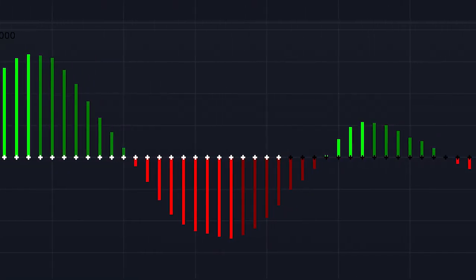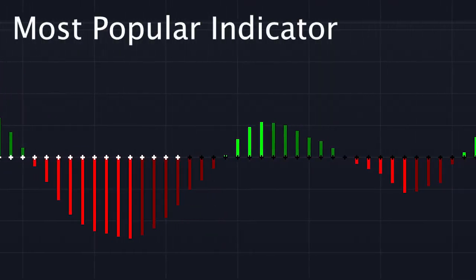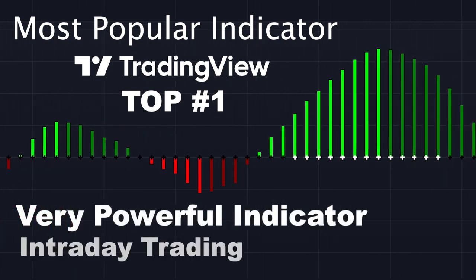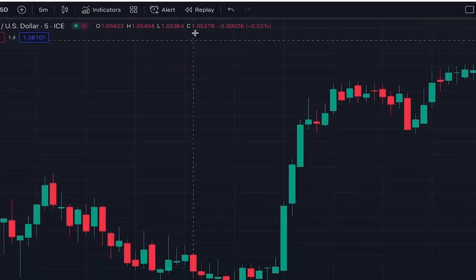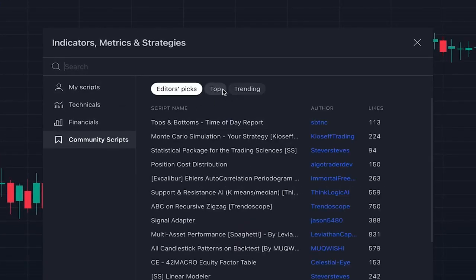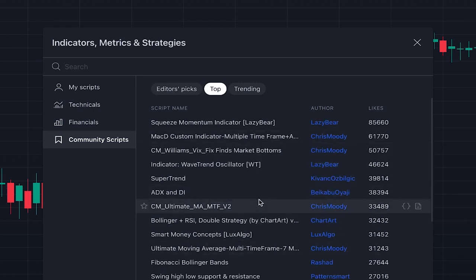In today's video, I want to talk about one of the most popular indicators on TradingView, which is a very powerful indicator, especially for intraday trading like scalping and day trading. Here we click on indicators, then we click on community scripts, and then we click on top, which is a list of top indicators on TradingView.